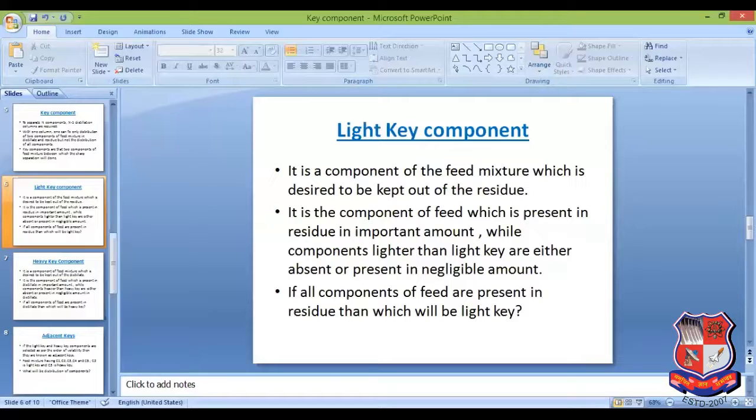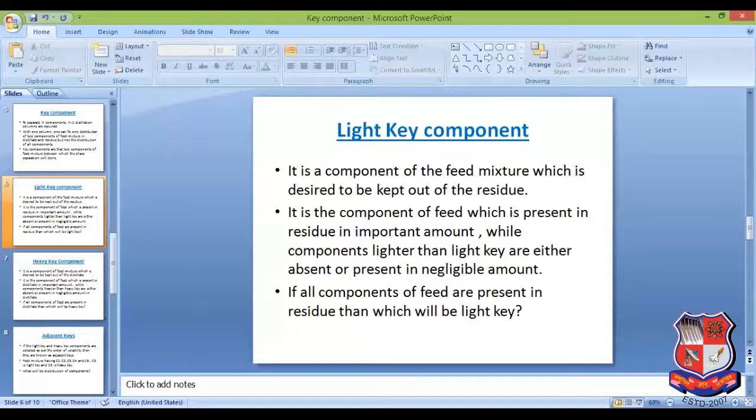Similarly over here, the light key component which we choose, we want to keep out of the residue, but still it will be there in some significant amount, say 2%, 5%, 1%, like that, right? But the components which are lighter than light key are either absent or present in a negligible amount, right? What is the difference over here? Lighter than light key means components having a lower boiling point than the light key. These are either absent or present in a negligible amount in the residue.